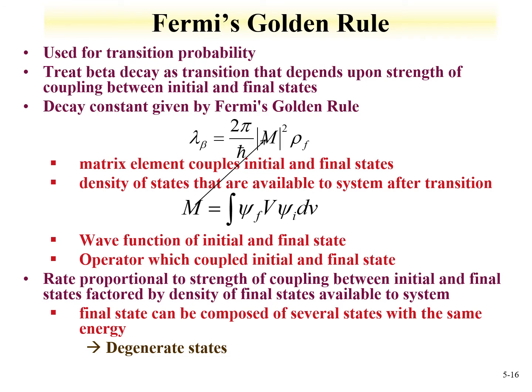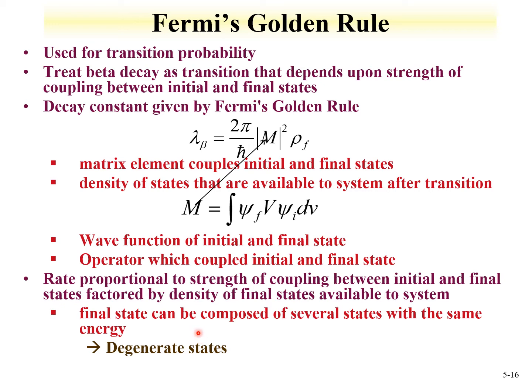So this matrix element, this density of states, it's just wave functions of the initial and final state, and this operator here, which couples the initial and final state. Fundamentally, the rate can be proportional to the strength of coupling between the initial and final states, and includes this density of states.